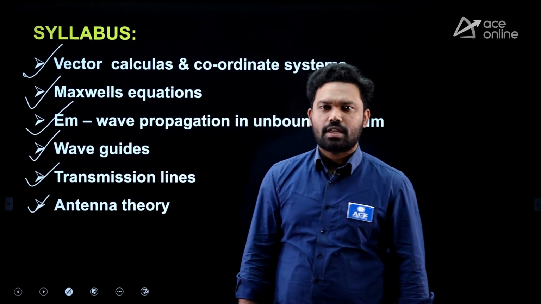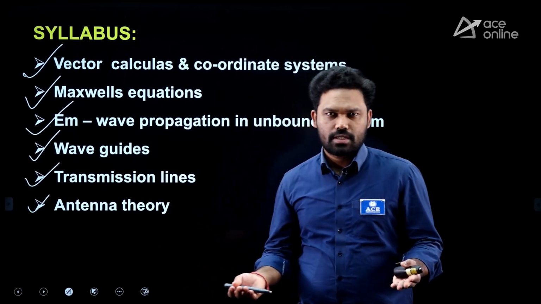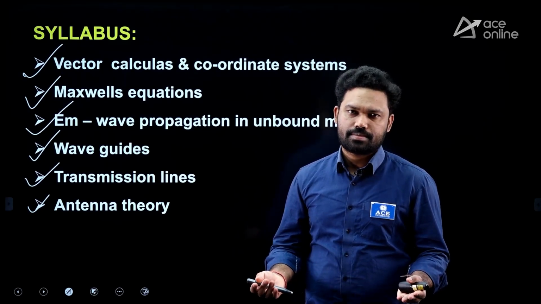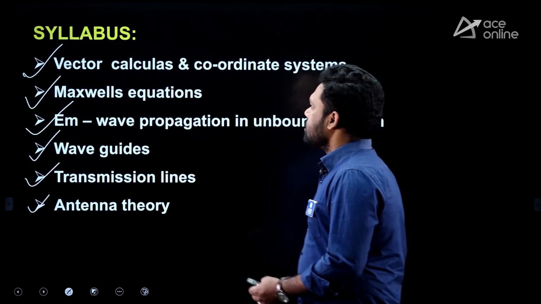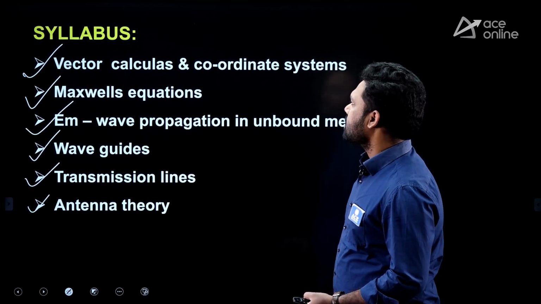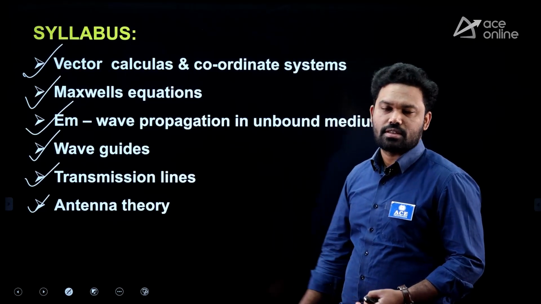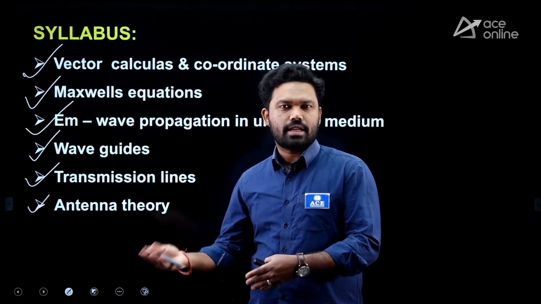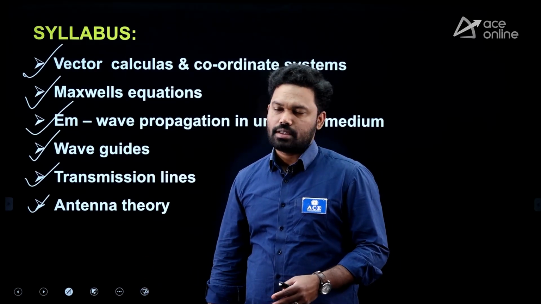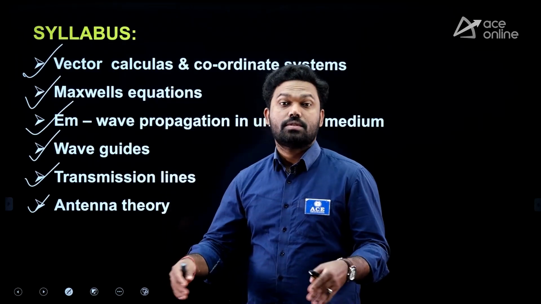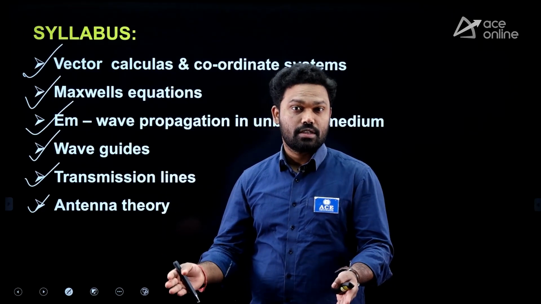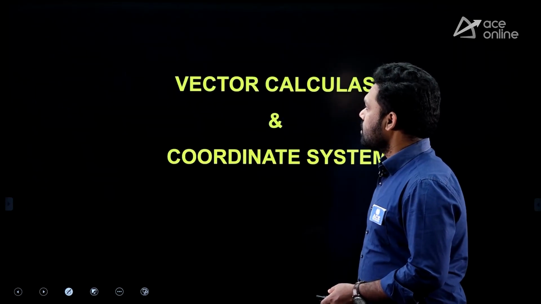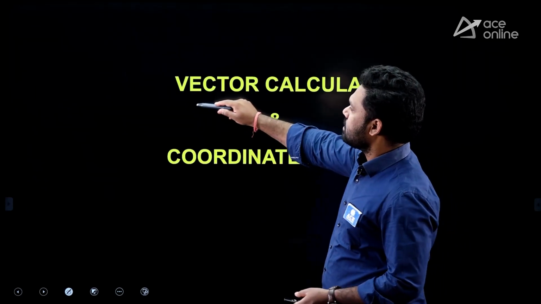Undoubtedly, this is one of the more mathematical subjects and requires proper visualization in understanding the concepts. Even though the vector calculus part is not mentioned in your syllabus, it is a part of your mathematics, but it will be taken as a part of your electromagnetic theory. Vector calculus and coordinate system is a prerequisite to understand the concepts of electromagnetic theory. Now let us start with the vector calculus and coordinate system.